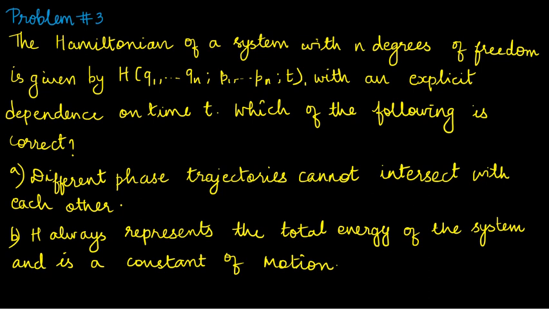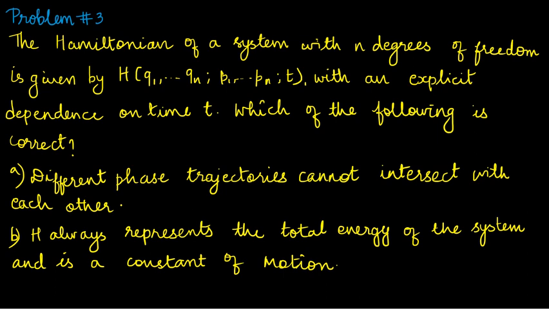Here, different phase trajectories cannot intersect with each other, that is true, but only for a conservative system. So this is false. H always represents the total energy of the system and is a constant of motion. This is also true, but it is not a constant of motion when it is along with some other quantity, and if the Poisson bracket is equal to 0, that particular quantity will be a constant of motion, right? So option B is also wrong.